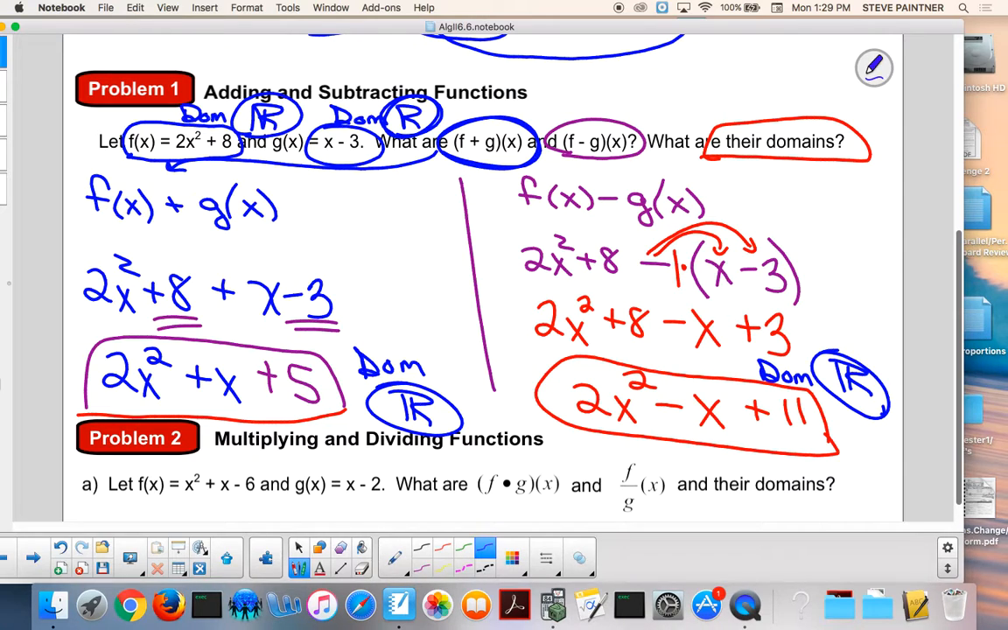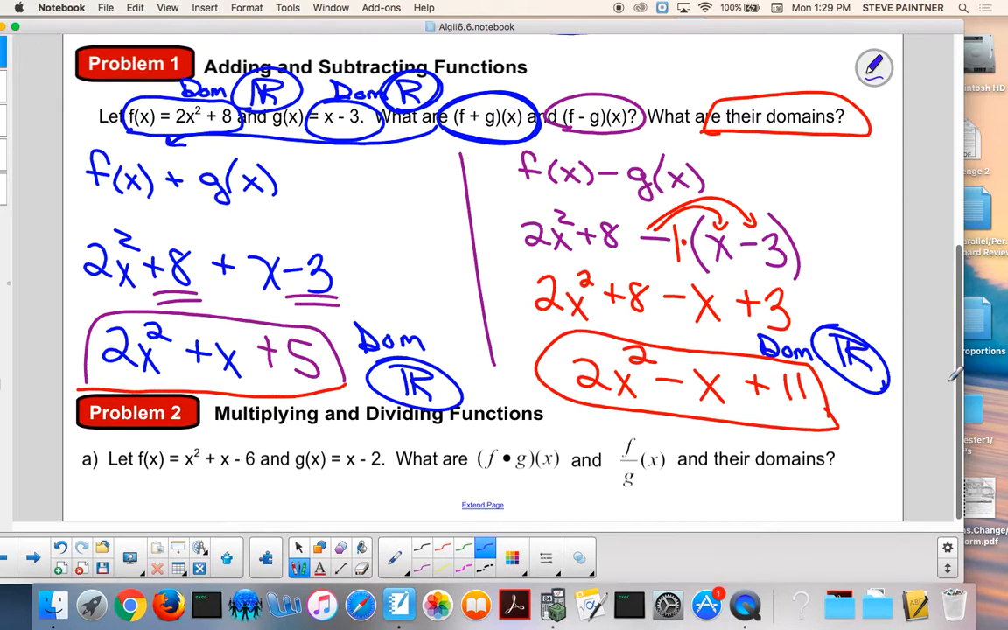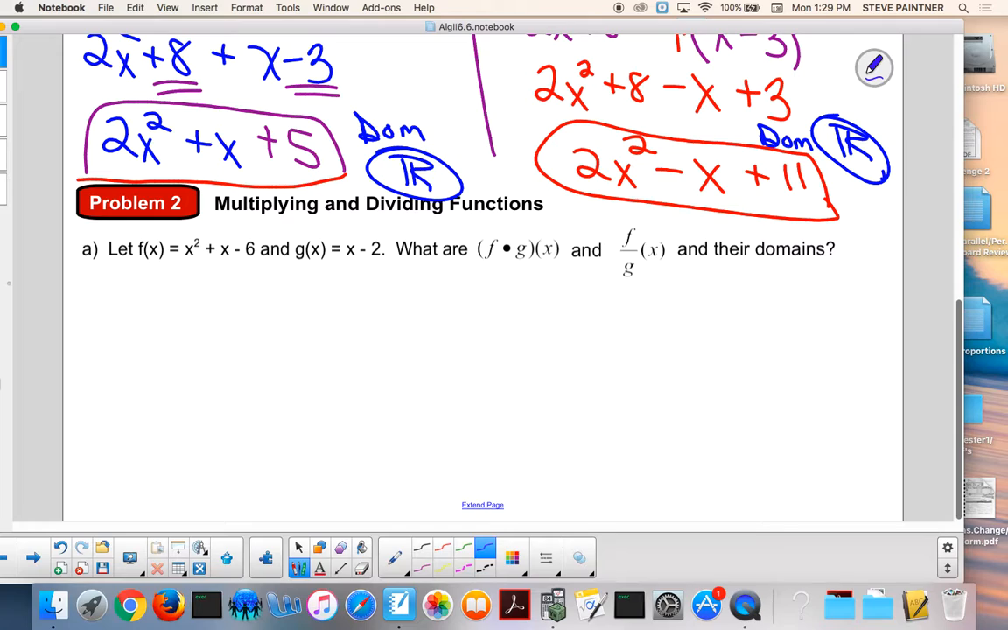Okay? That's it. Now we're done. We added, we subtracted, we gave the domain of the answers, and now we move on. Okay, last two on this page. This one says f, what? Times. What's that mean? Times g. So take function f times the function g.